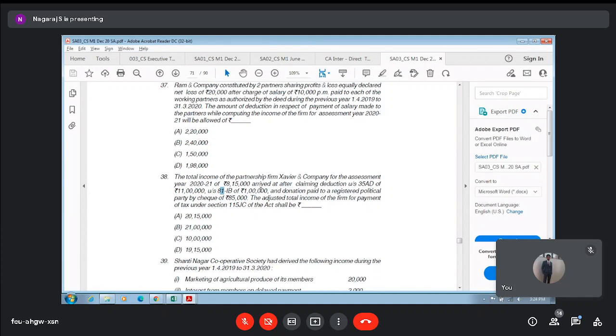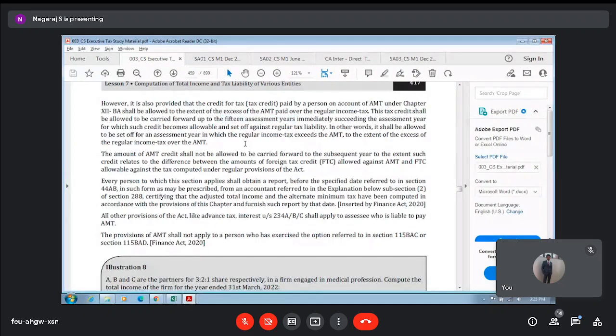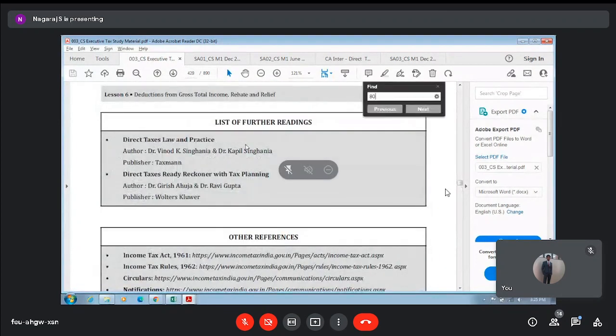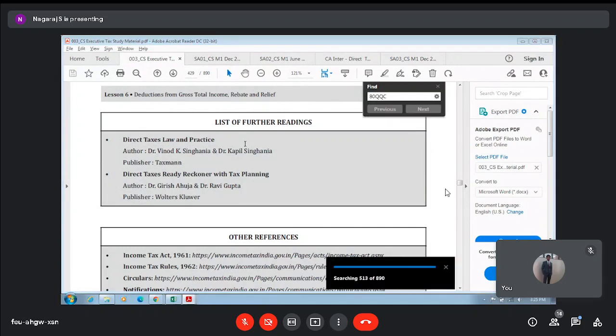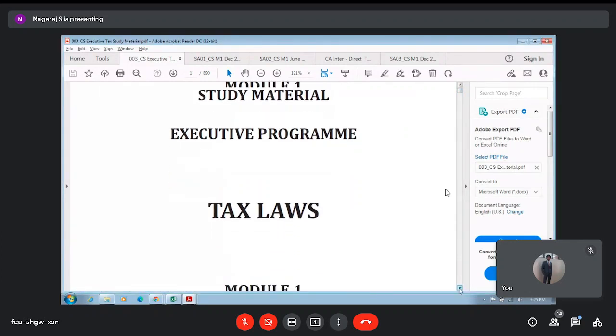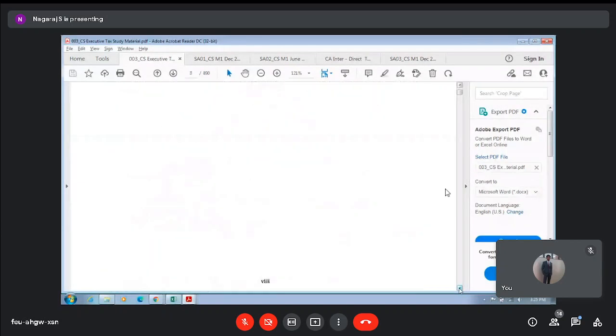Okay, 80IB, 1 lakh. And donation paid to a registered political party. Registered political party means 80GGC, maybe. Let me see, what is the deduction chapter? 80GGC. If you go to the first chapter, we will get all the deductions, Chapter 6. In that only they have given the list, no?